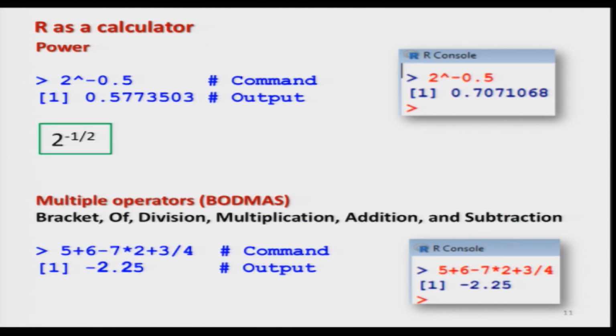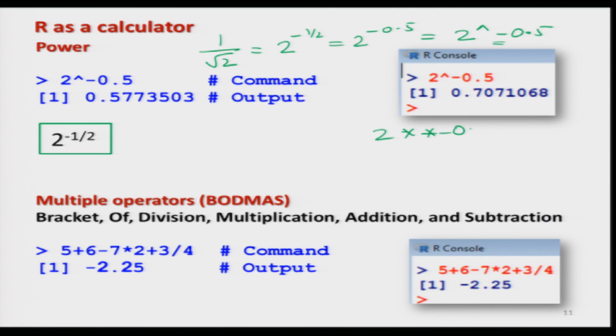And similarly, if you want to know the value of 1 upon square root of 2, then this is actually 2 raised to the power of minus 1 upon 2, which is equal to 2 raised to the power of minus 0.5. So this I can write down here as 2 hat minus 0.5. Well, this is possible, where the minus sign is along with the hat sign. Or you can also write 2 double star minus 0.5. Those things are possible, and this will give you the value of 0.577.